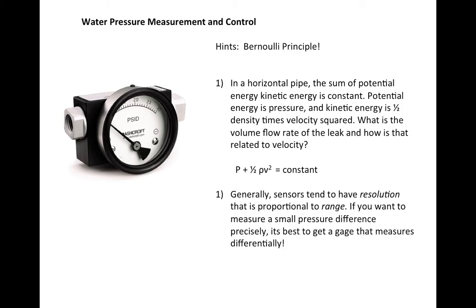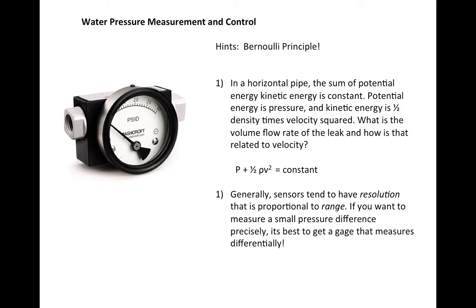Generally, sensors tend to have a resolution that is proportional to range. So if you want your pressure sensor to measure a small pressure difference precisely, it's best to get a gauge that measures differentially. In that case, the range is the differential pressure between one point and another, and that might be very small.